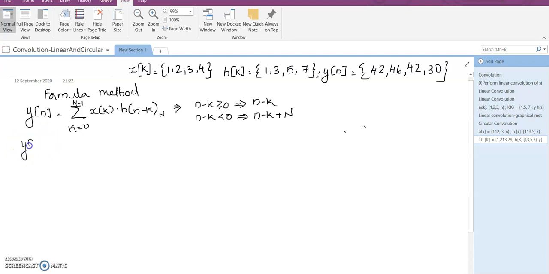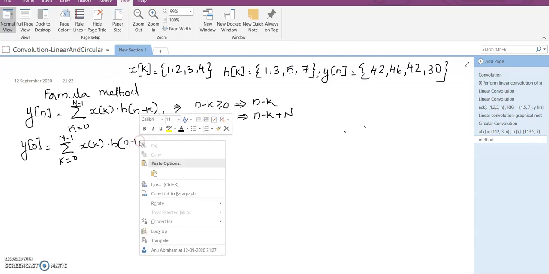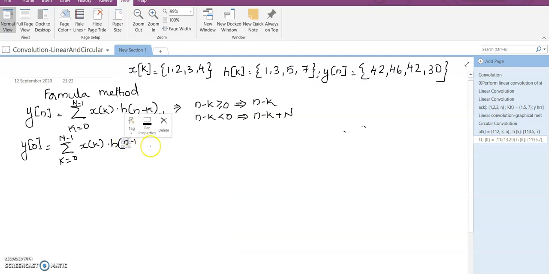So we are going to start with y of 0 first, and when we do y of 0, it becomes summation k equal to 0 to N minus 1 x of k into h of n minus k, which basically tends to become h of minus k itself, because n is 0 over here. So we write it as the next step, summation k equal to 0 to N minus 1 x of k into h of minus k. Like I mentioned here, it comes out to be a minus k term.